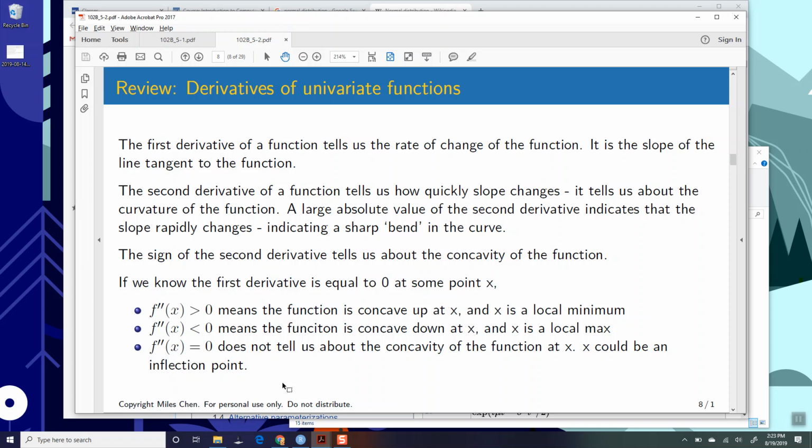It tells you how quickly the slope is changing, right? So this is like in physics, it's like your acceleration. It's just telling you how quickly that slope is changing, which can be thought of as the curvature, right? So if you've got a function with steep bends in it, okay, your second derivative will have large values, right?